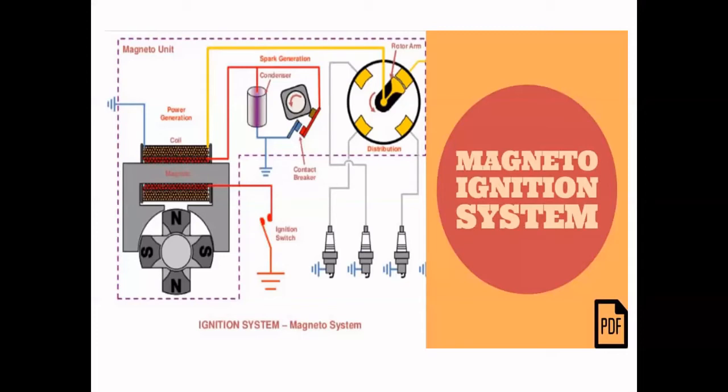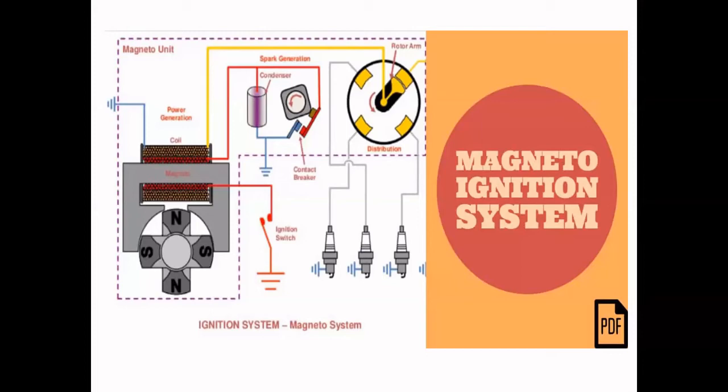The cam is directly connected to the magnet. Another important component you can see here is the condenser or capacitor, which is placed parallel to the contact breaker.